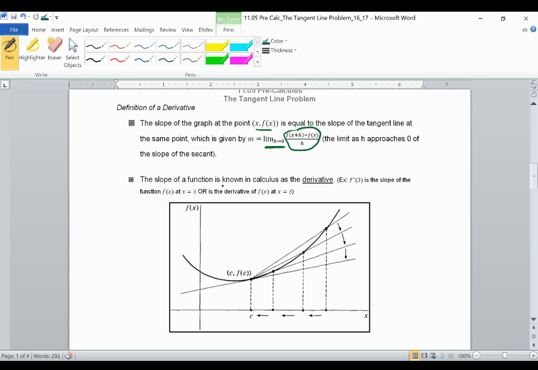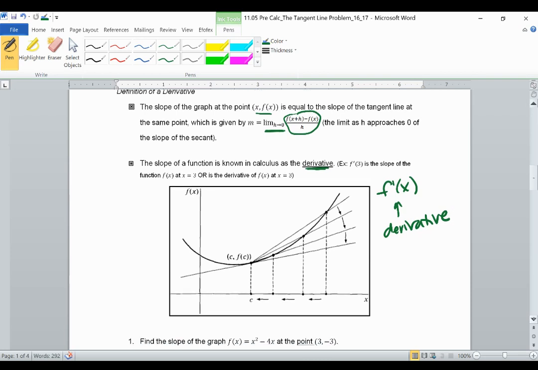The slope of a function is known in calculus as the derivative. We also write derivatives with this little prime symbol here. So like f prime of 3 is the slope of the function f of x at x equals 3. Or you could say it's the derivative of f of x at x equals 3. So this f prime of x is another way of saying the derivative, just our symbol for the derivative.